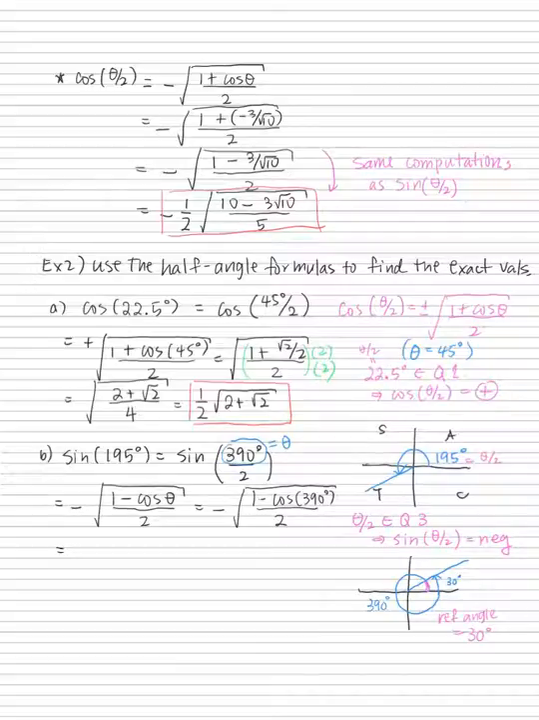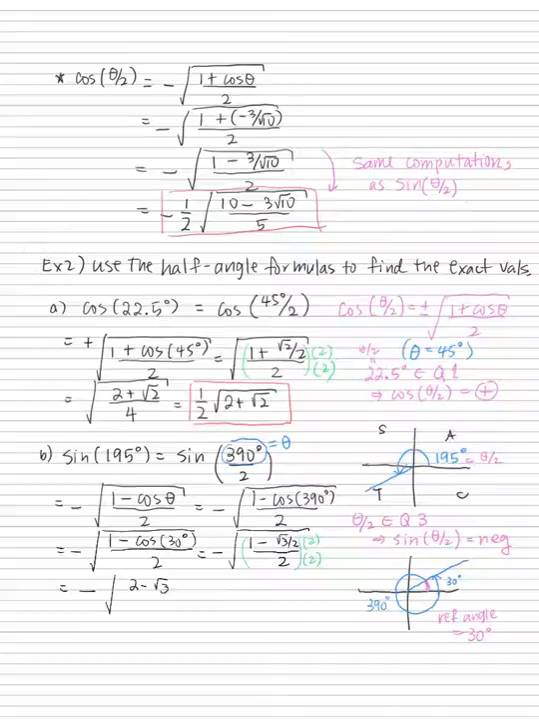So now we're going to have, don't worry, I'll write every step out. Negative square root of, cosine of 390 is equivalent to cosine of 30 now, whole thing dividing by 2, which is negative square root of 1 minus root 3 over 2, whole thing over 2. Alright, so now let's simplify this a little bit by multiplying by 2 on the top and the bottom. Then what we're going to get is negative square root of 2 minus square root of 3 all over 4, which will give us negative 1/2 times the square root of 2 minus square root of 3. And that's our answer.